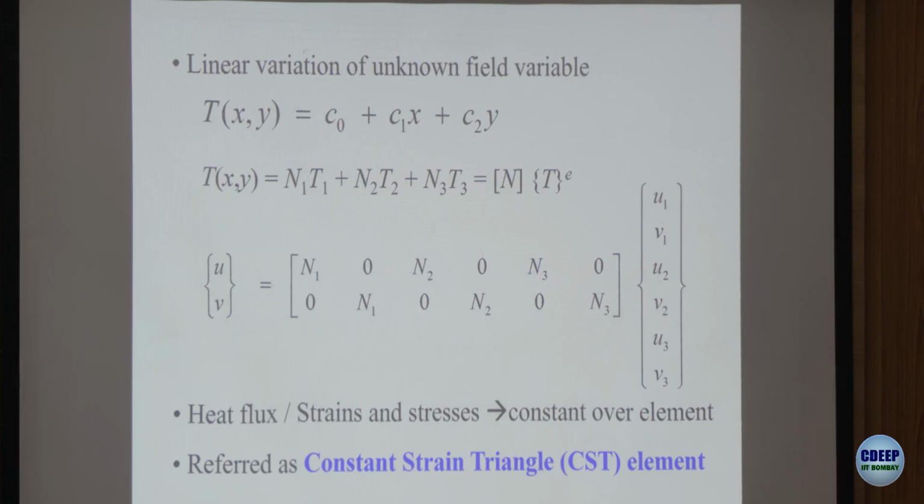If it is a two-dimensional structural problem, there are displacements along x and y, so u and v, but each of them will vary in the same linear manner, C0, C1x, C2y.